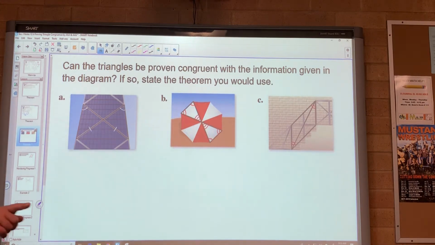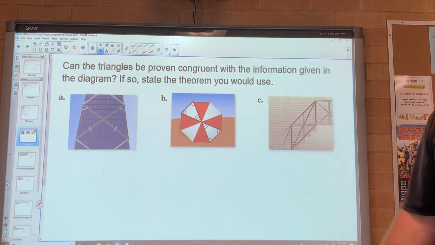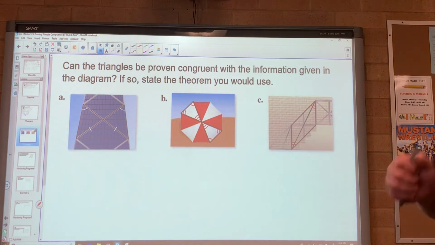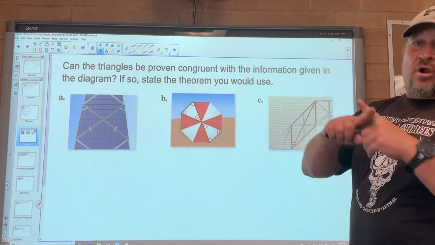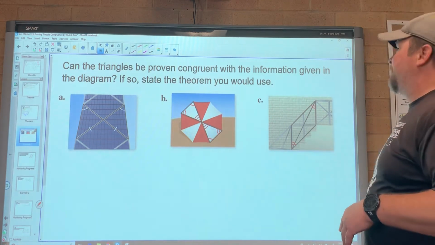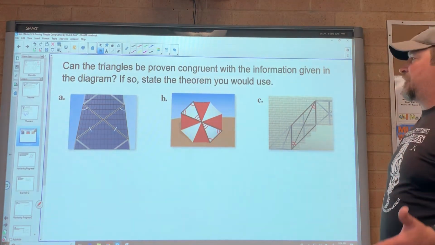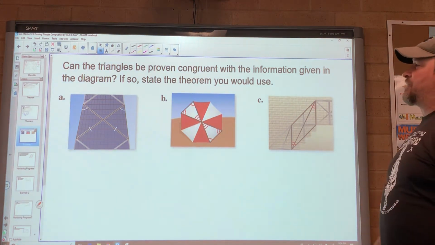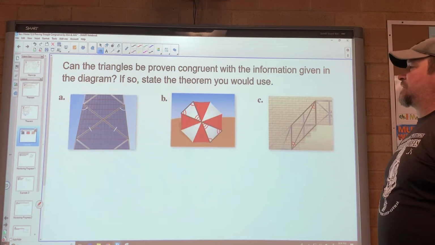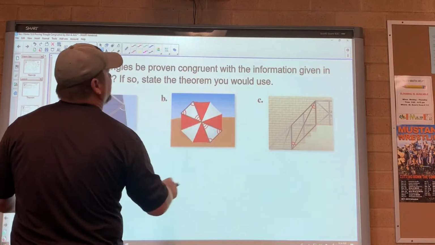All right, I told you that you cannot just mark anything you want. You can only mark things when you pull a picture apart. We call that reflexive. When you have 2 angles that cross, that's vertical angles. Or if you have parallel lines, you can actually do some markings. So let's go ahead and see if there's enough information to mark and tell us whether or not these triangles are congruent, okay? Can the triangles be proven by some of the theorems?